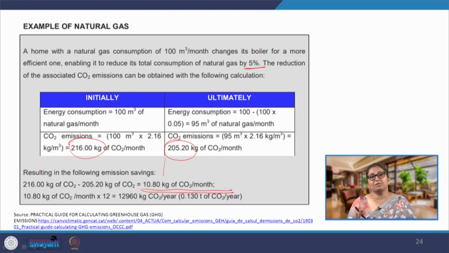So, I hope we are very clear about the accounting, the different approaches to accounting, the different steps to be followed, the methods, and how we go ahead with accounting in this lecture.